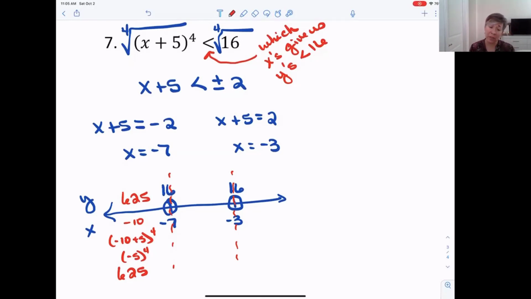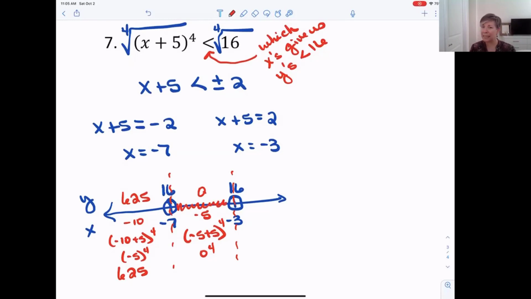So now let's pick another number in between negative 7 and negative 3. Well, since I'm adding it to 5, I might pick an x value of negative 5. If I plug that in, negative 5 plus 5 to the power of 4 would give me 0 to the 4th power. So that gives me a y value of 0. 0 is definitely less than 16. So I know this interval here would work.